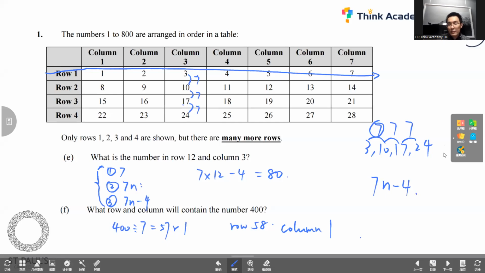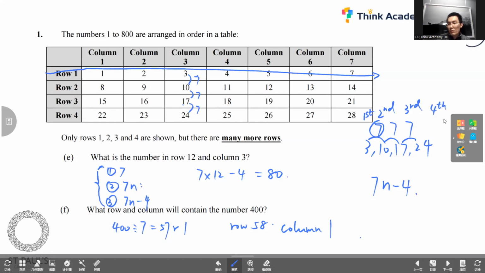Whichever term, name it yourself, I can represent it with 7n minus 4. The n is the term number. So for 3, n equals 1 because it's the first. For 10, n equals 2 because it's the second term. For 17, n equals 3 because it's the third term. And then for 24, n equals 4 because it's the fourth term.